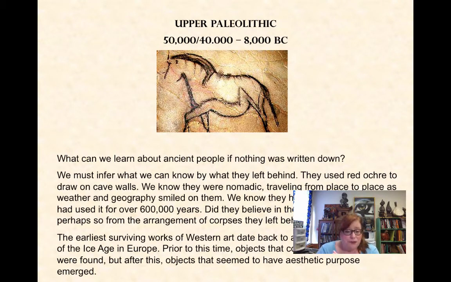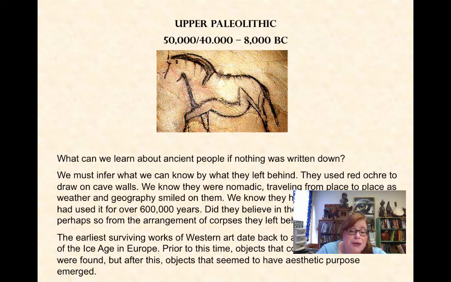So, if people weren't writing things down, how can we learn about them? We can infer what we know by what they left behind. We know that they used red ochre to draw on cave walls. If they mixed animal fat with that red ochre, then we're more easily able to date it through carbon dating. We know that people were nomadic, that they traveled from place to place as the weather and geography smiled on them. And we know that they had the use of fire and that they had used it for over 600,000 years.